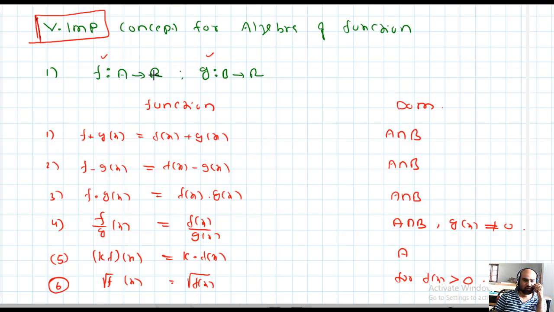Codomains are R and R. We don't want ranges, so function and domain. A new function: what is the f plus g function? How to define the f plus g function, and what is the domain? It says this rule: (f plus g)(x) equals f(x) plus g(x), and the domain is A intersection B.